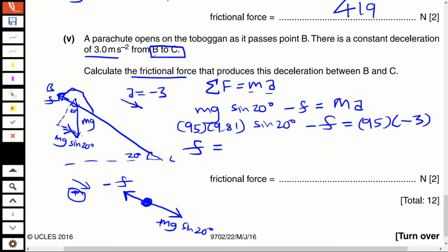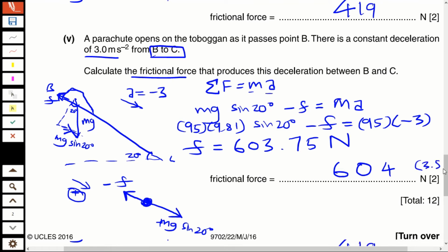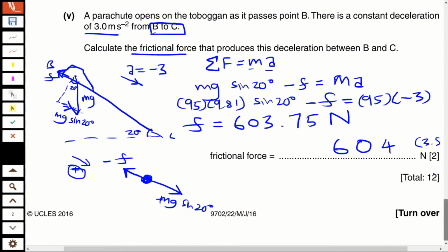So from here, you can calculate your force, which should be 9.81 times sine 20 plus 95 times 3. Okay, if I write off everything, this would be 603.75 newtons. If I round it off to 3 SF, I would get 604 newtons. Or if you round it off to 2 SF, you would get 600 newtons.